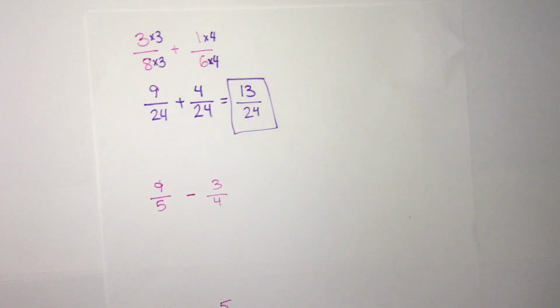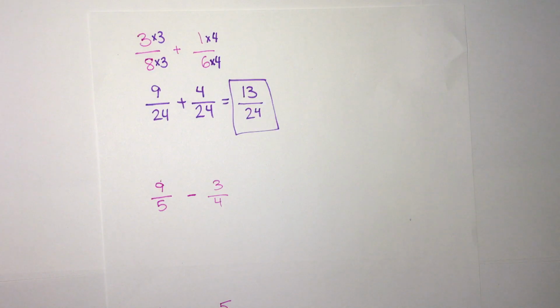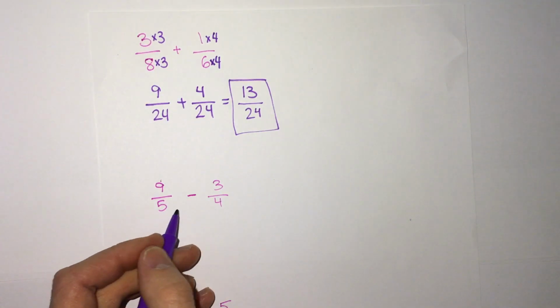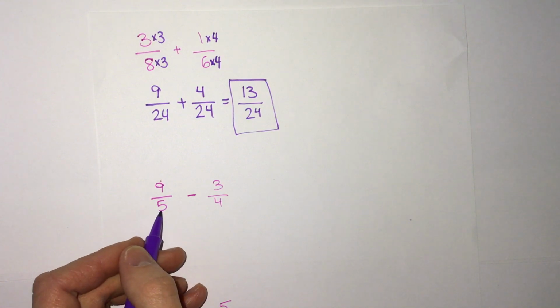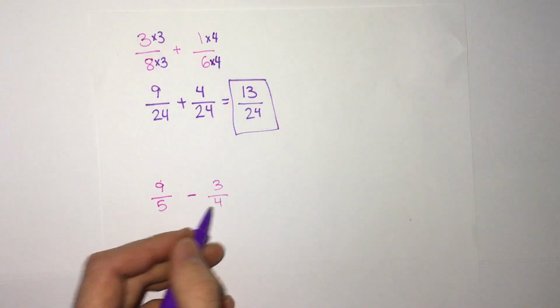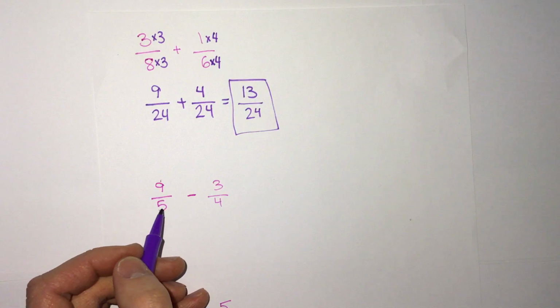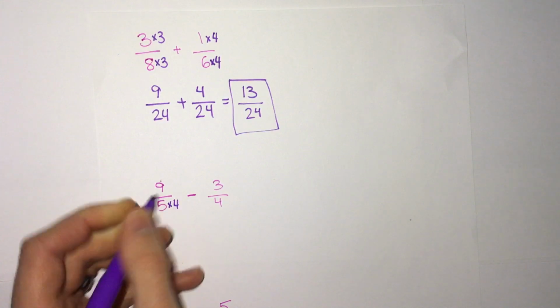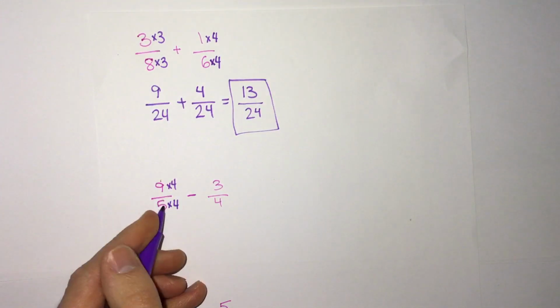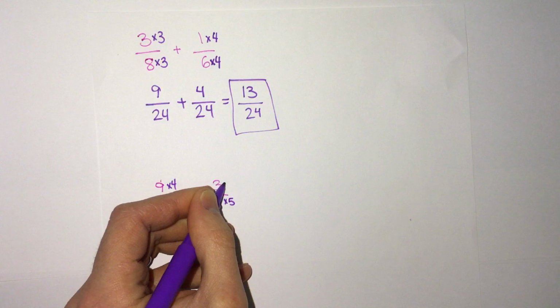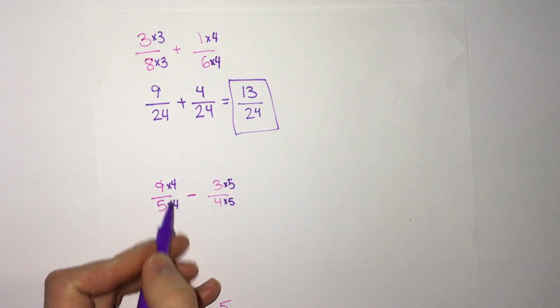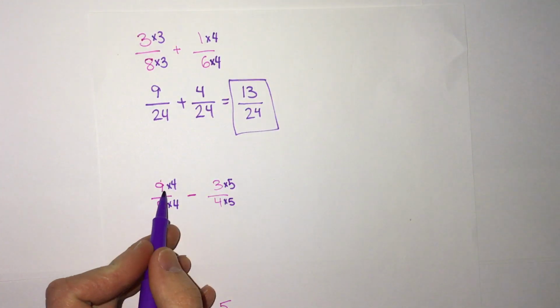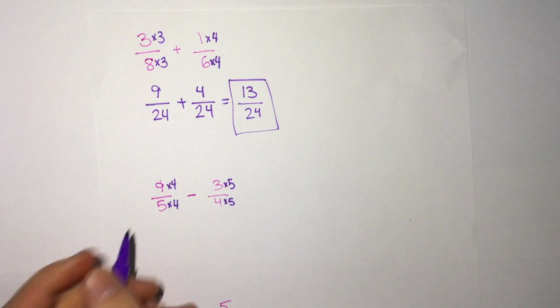So that is addition. How about subtraction? Same idea. Find a common denominator by finding the least common multiple. We can count by 5s and see what 4 goes into. 5, 10, no. 15, no. 20, yes. Okay, so we counted 4. 5 times 4 gets us 20. And 4 times 5 gets us 20. And remember, do the same to the top of a fraction that you do to the bottom of it.